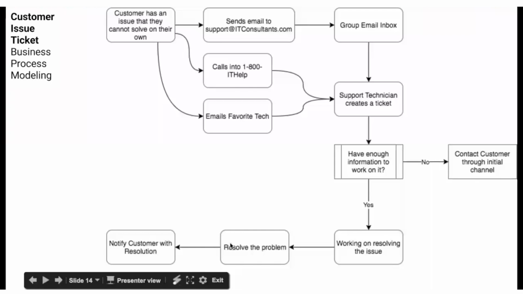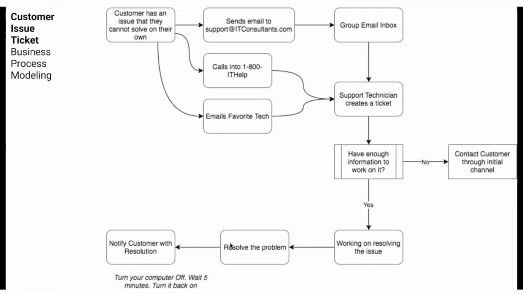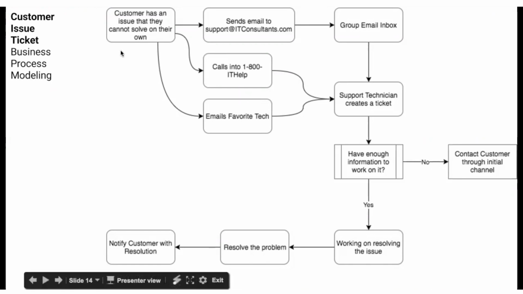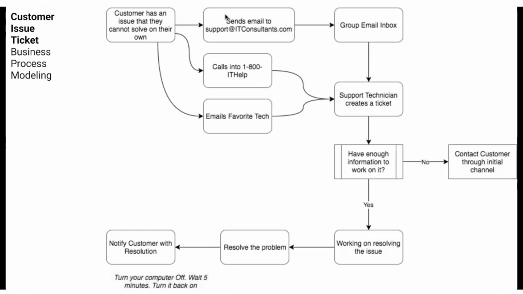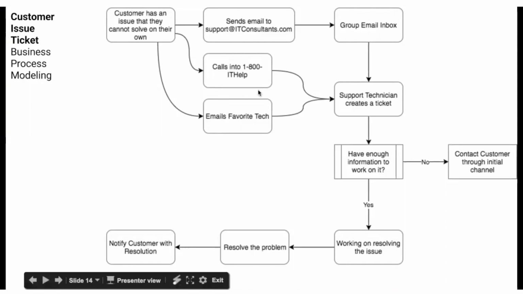Now, if we are to take this now in terms of operation and Accelo, what it can do, let's take a look at the customer issue ticket for the business process model. It normally starts off with a customer has an issue that they can't solve on their own. And then possibly there's a few channels that they go through. They might send an email to support, call the hotline, or as we probably ask them not to, but they still do, they email their favorite technician.